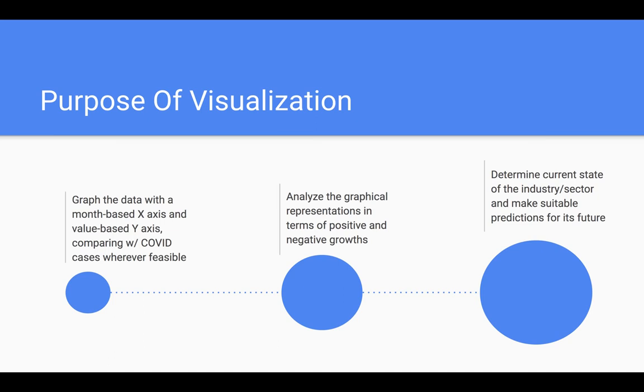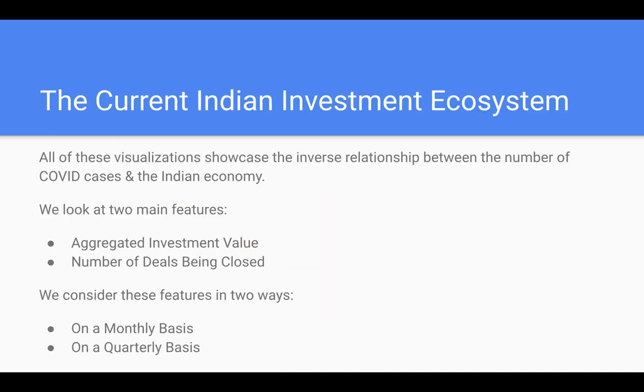Looking at the purpose of this visualization, we've divided it into three parts. First part is the actual graphing of the data. Here we have an x-axis of month-based and a y-axis of value-based, and we compare with COVID cases wherever it's feasible. Second, we analyze these graphical representations in terms of positive and negative growths. And finally, based on these, we determine the current state of the industry or the sector and make suitable predictions for its future.